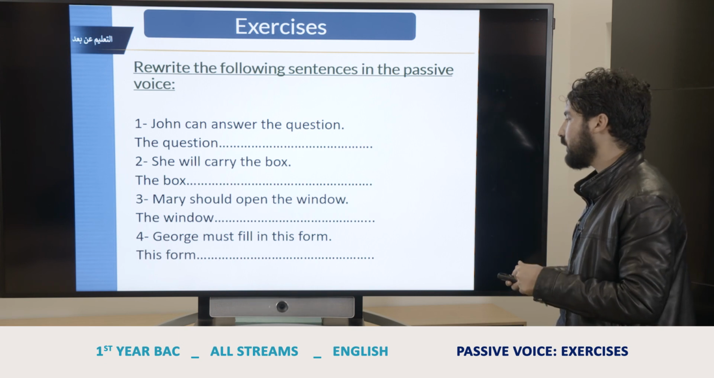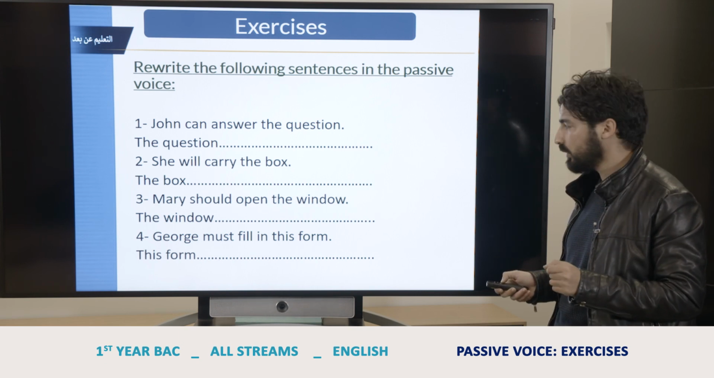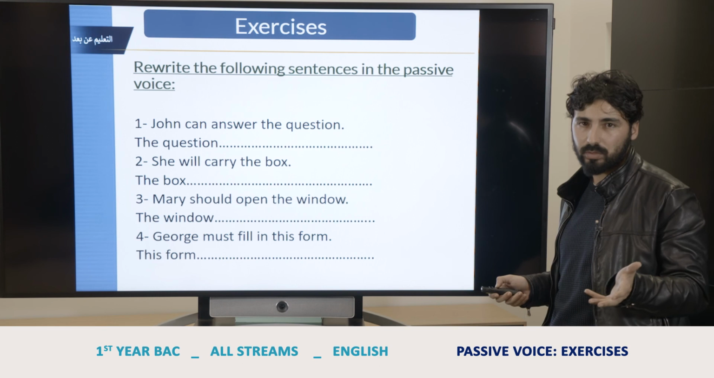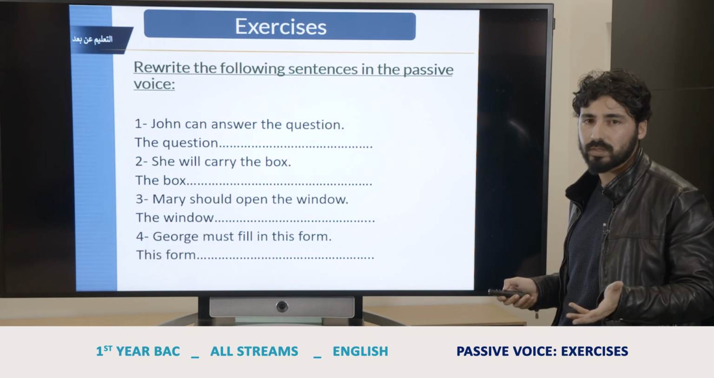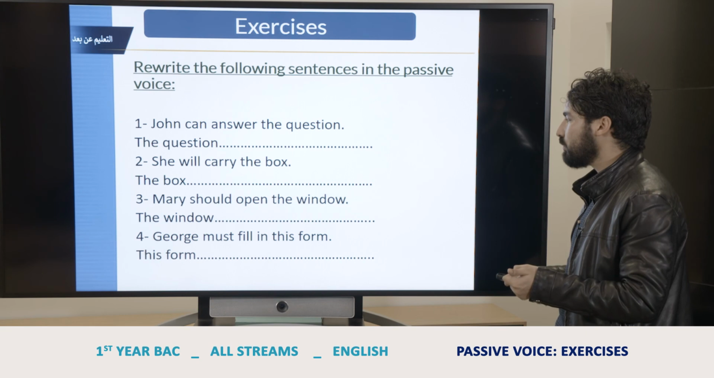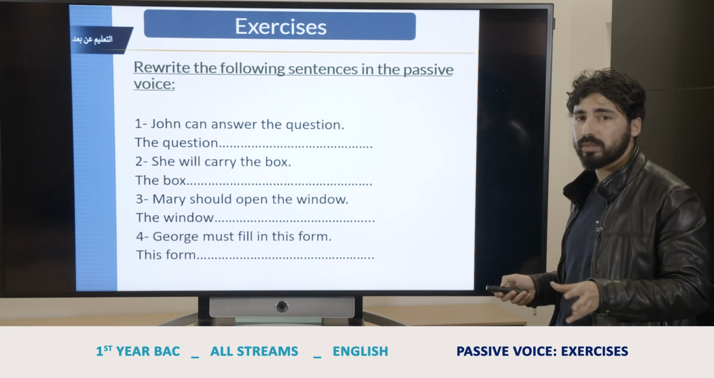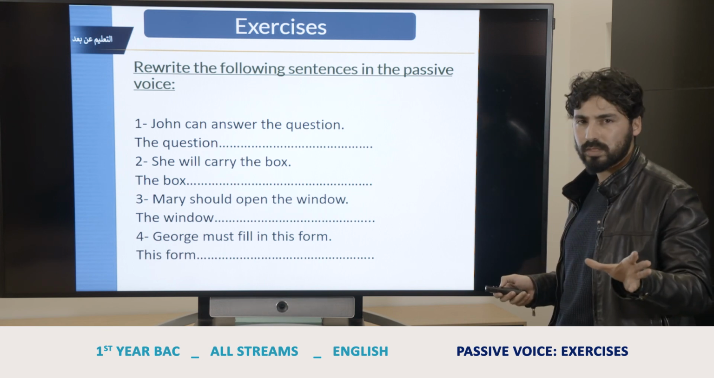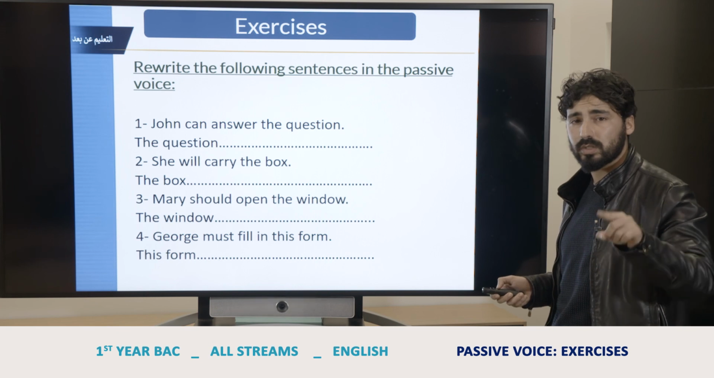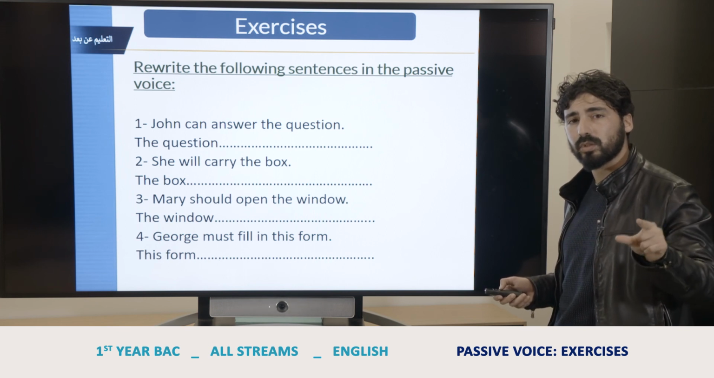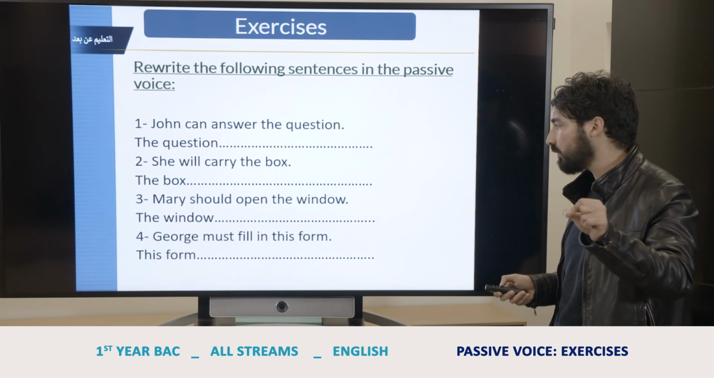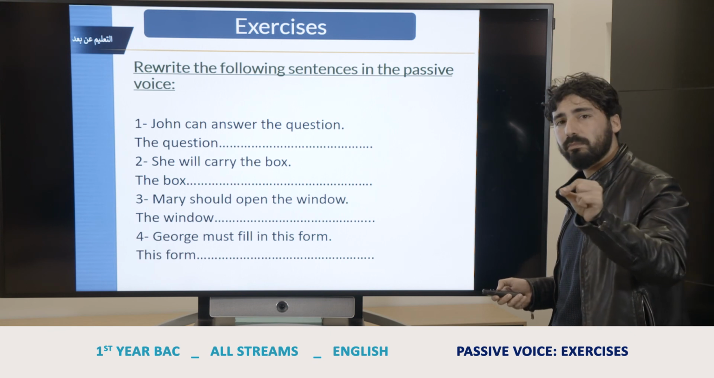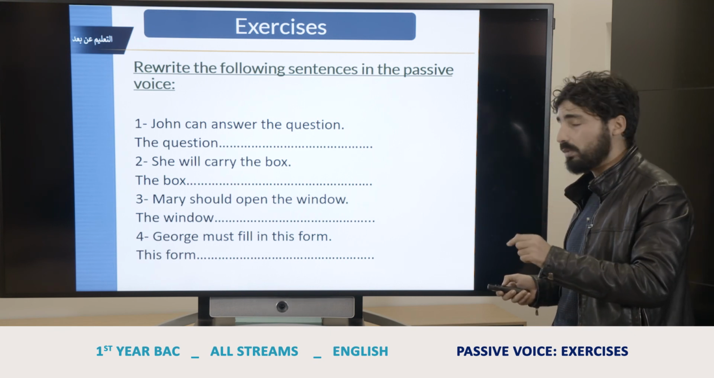Okay? Number 4. George must fill in this form. What is the modal verb that we used here? It is must. And we know that must is for obligation. It's not for advice. So George must fill in this form. What is the verb here? It is fill in. To complete this form. This form is the object. The rule says that we need again to write the modal verb with the infinitive. What is the modal verb here? It is must. This form must be filled in by George.